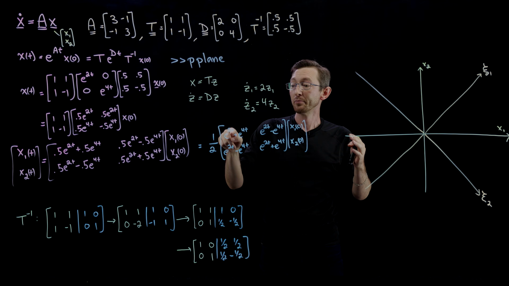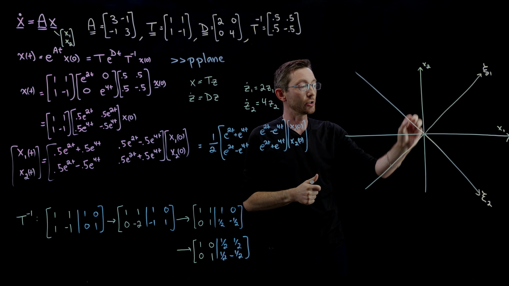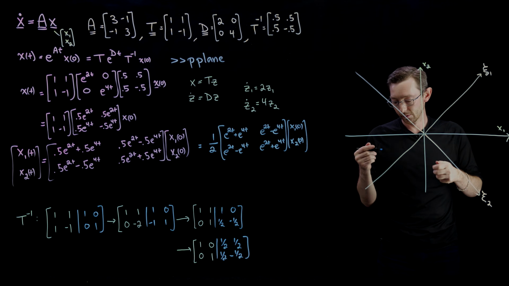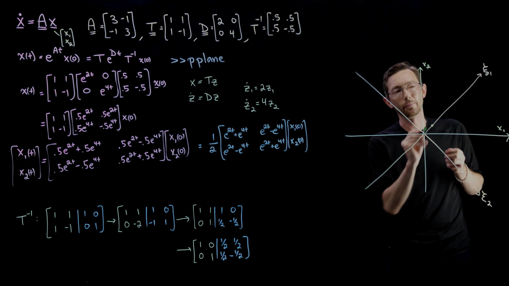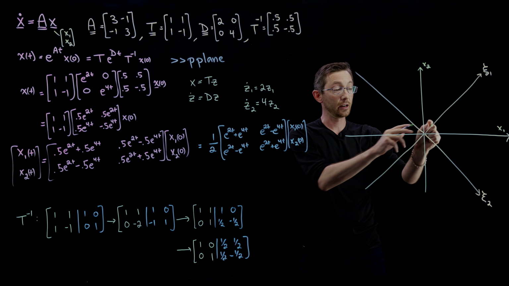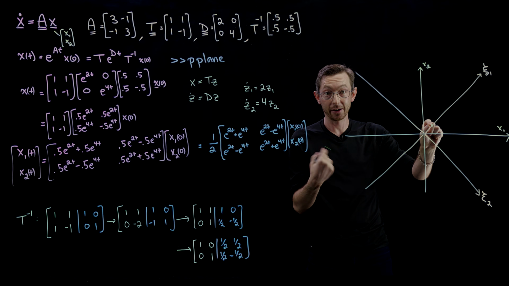As t gets big, e to the 2t gets very, very large. And so in both of these directions, if I start with an initial condition here, it's going to follow that C1 subspace. It's never going to move off of this line because it's, again, diagonal and decoupled.